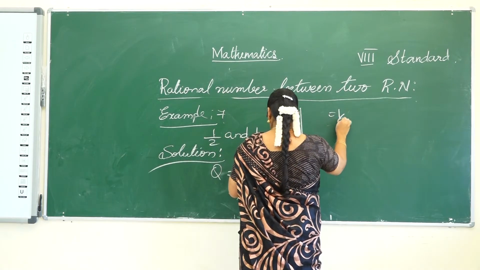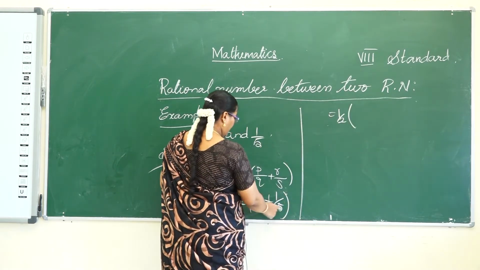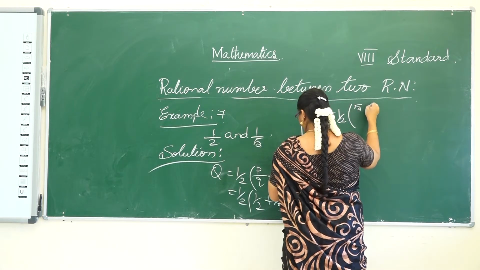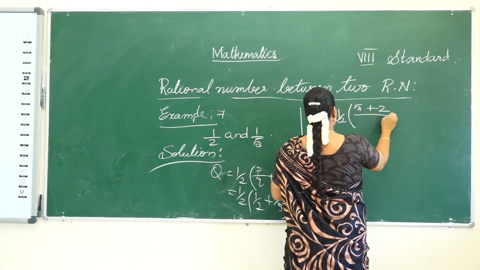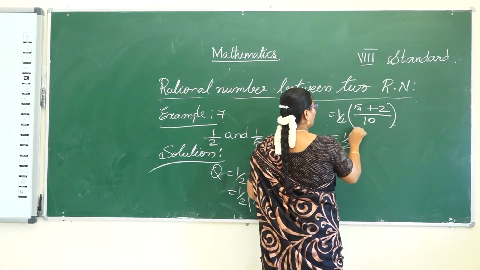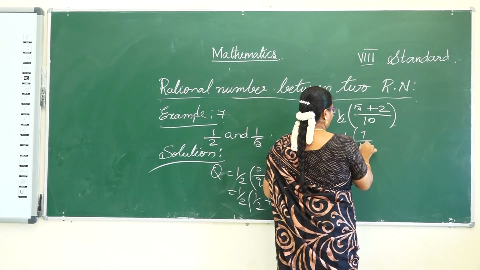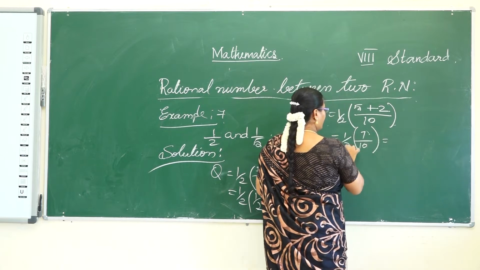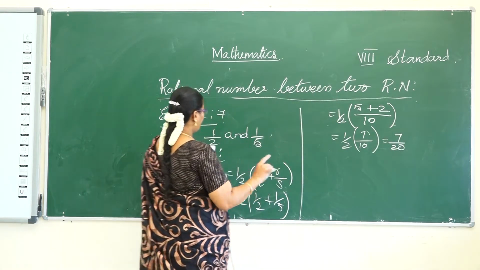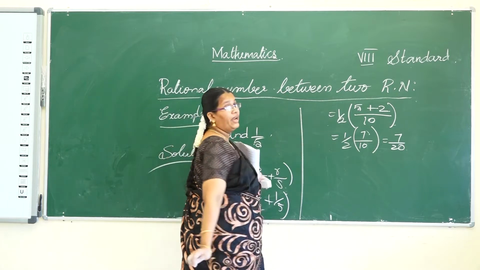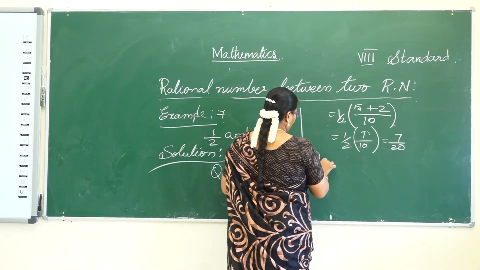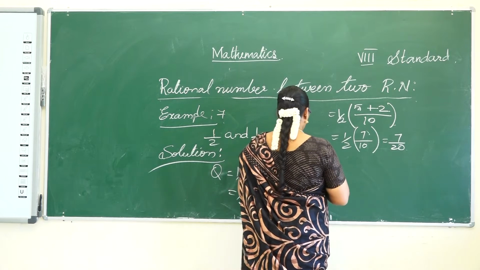So half, take LCM 10, okay. So 5 plus 2 by 10, so 1 by 2, 7 by 10. Multiply the numerator and denominator, 7 by 20. The first rational number between these two numbers is 7 by 20. Now find out the second rational number q1.